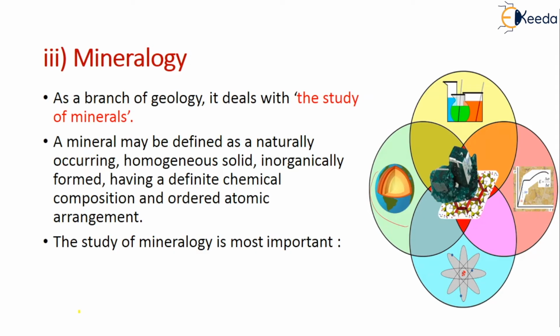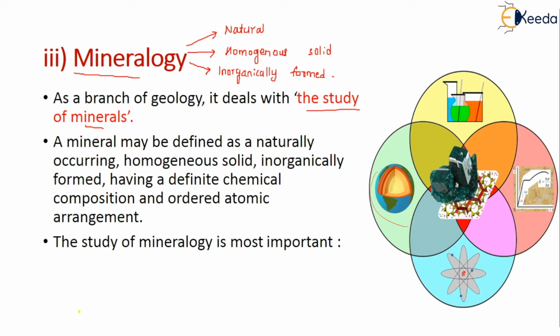Coming to the next branch, that is mineralogy. What do you mean by mineralogy? It is a branch of geology which mainly deals with the study of minerals. The word itself has mineral in it, and ology, which studies the minerals. Again, going into the basic definition, what do you mean by a mineral? A mineral is defined as a naturally occurring, homogeneous solid, and it is also inorganically formed. This is more important. Also, it has a definite chemical composition and an ordered atomic arrangement.